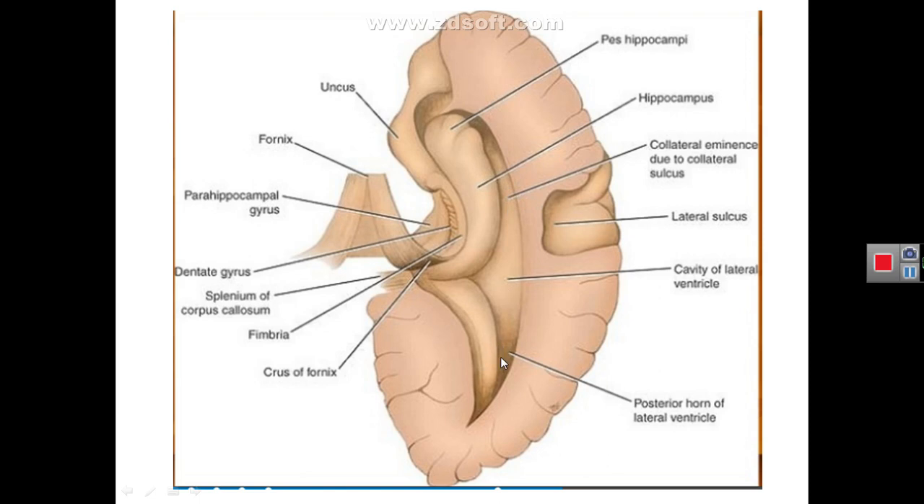While the floor of the posterior horn is formed by the bulb that is produced by the forceps major fibers from the splenium of corpus callosum and by the calcar avis, which is produced by the underlying calcarine sulcus.